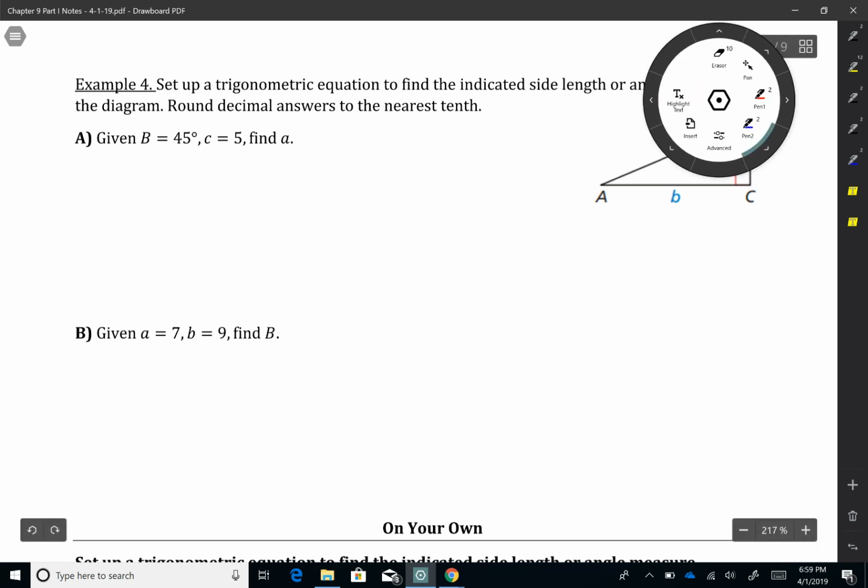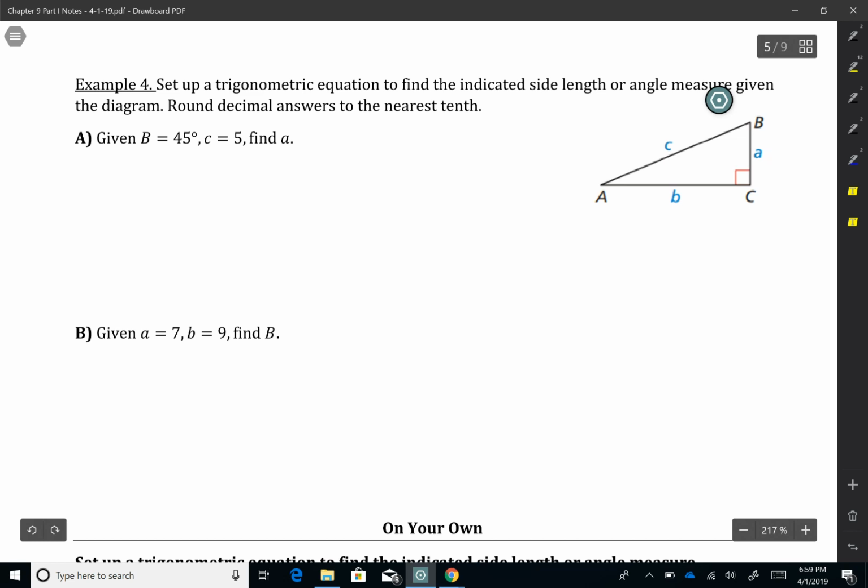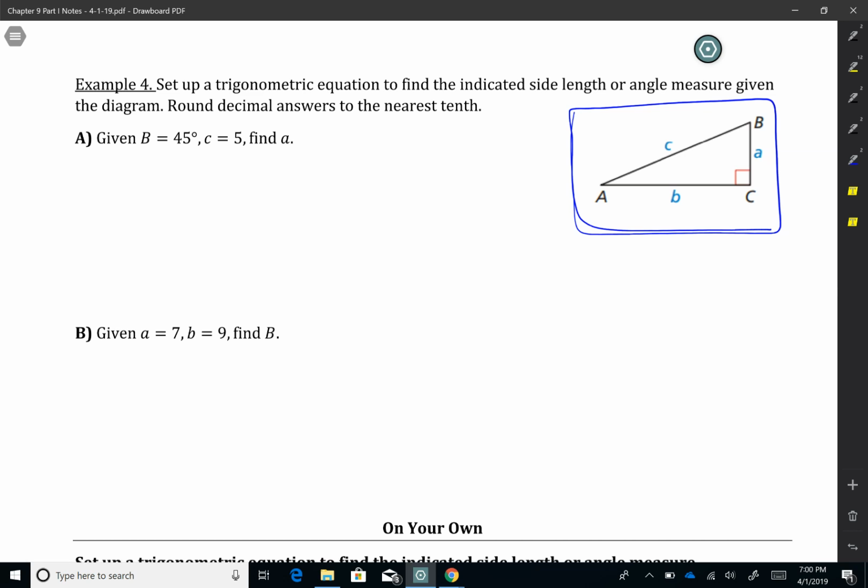Example 4, set up a trig equation to find the indicated side length or angle measure given the diagram. Round decimal answers to the nearest tenth. So basically what I'm saying is this is an arbitrary triangle. The lengths aren't necessarily correct, but it's just showing you that from our side length, little a, we have angle A across from it, etc. So it gives us the information, we just need to fill it in.